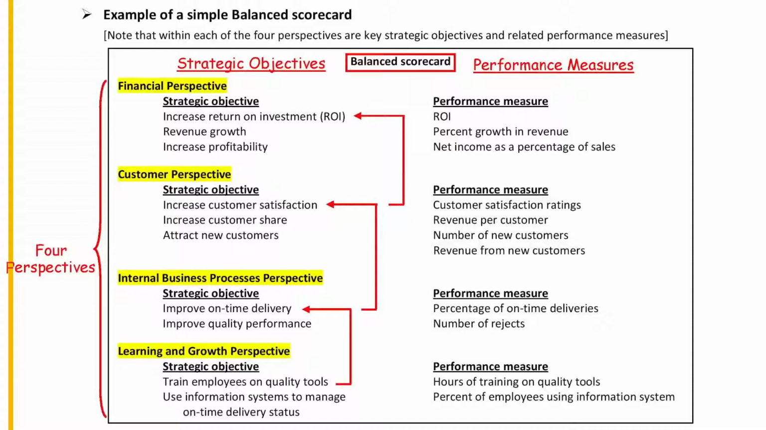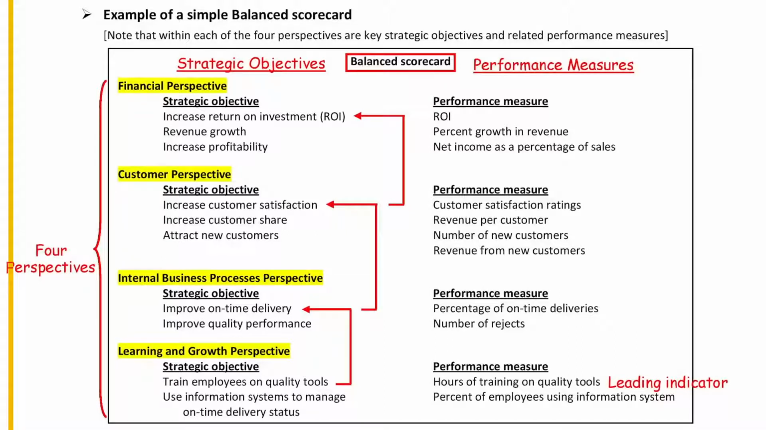Now let us understand leading versus lagging indicators. Leading indicators, they are performance drivers. Lagging indicators, they are outcome performance measures. So under learning and growth perspective, where we have hours of training on quality tools as a performance measure to train employees on quality tools, that's leading indicator. That needs to come in first.